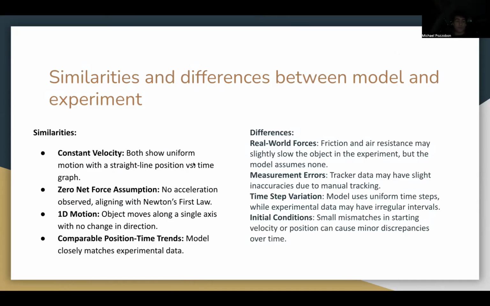So, the difference between the model and the experiment. Both of them have a constant or assumed constant velocity, zero net force, and 1D motion. It's just moving in a straight line across an axis. The difference is that real-world forces like friction and air resistance might slightly slow down the object, which is why we didn't get perfect linearity, along with measurement errors in the Tracker, which is to be expected, especially with a tracker that's used for the first time.